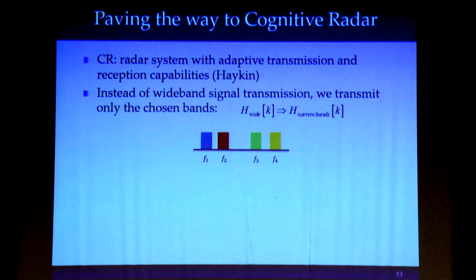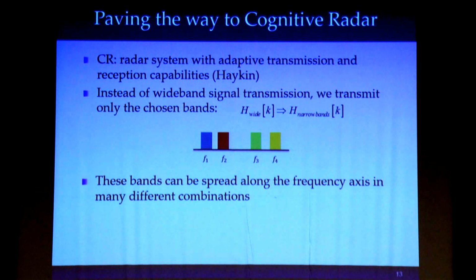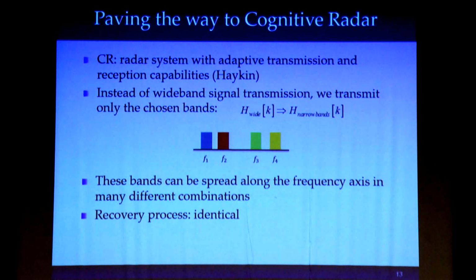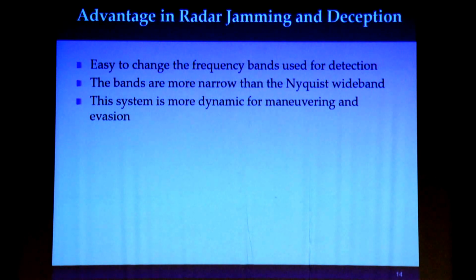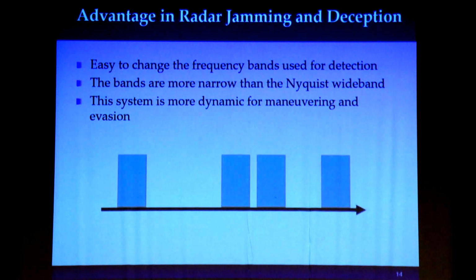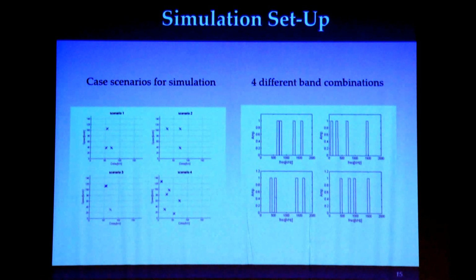So instead of sending the whole wideband signal and only sampling several bands, as we did so far, we only send what we're going to sample. This makes us a lot more dynamic, and the recovery process is exactly the same. We don't lose anything. By transmitting only the bands that we're going to sample, we basically only win. It also gives us an advantage in radar jamming and deception, because we are a lot more dynamic. We can move our bands to different locations this way, and we can always recover.